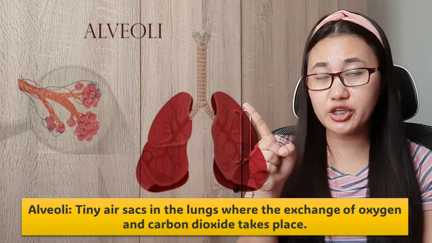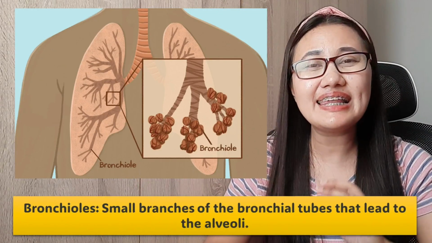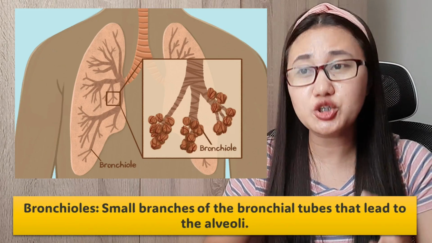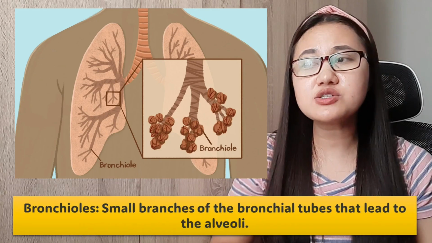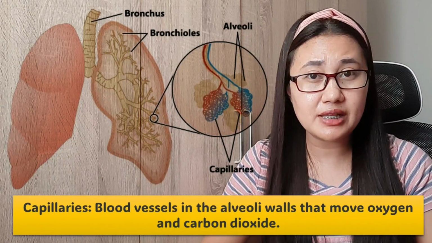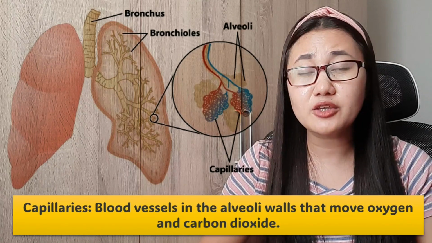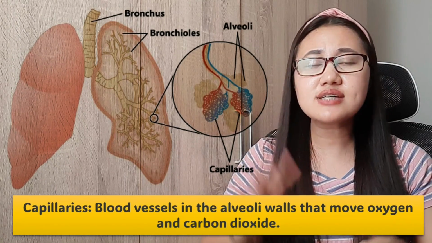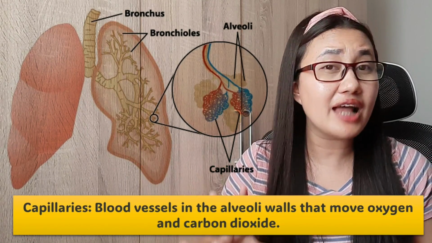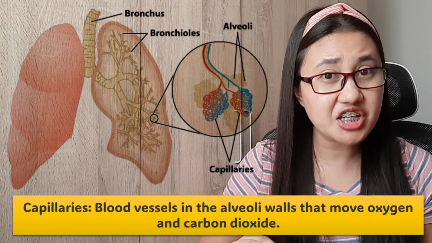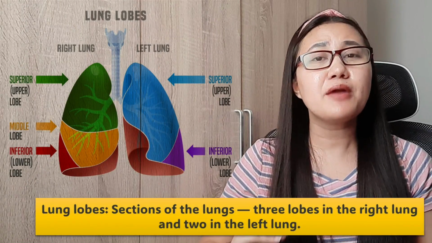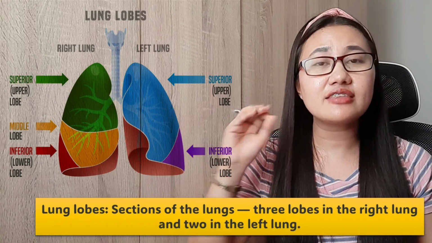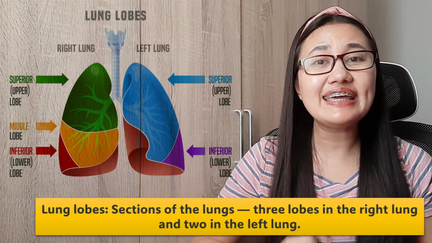And we also have these bronchioles. Ito naman yung bronchioles. Yun yung mga maliliit na branches ng bronchial tubes na nagko-connect sa alveoli. And we also have these capillaries. Familiar na kayo sa capillaries, di ba? Napag-aralan na natin yan sa part ng ating blood vessel. So, these capillaries are blood vessels in the alveoli walls that move oxygen and carbon dioxide. And we also have the lung lobes. So, the lung lobes are the sections of the lungs. Meron tayong 3 lobes in the right lung, and 2 in the left lung.